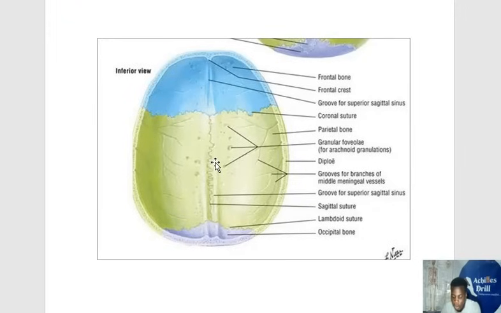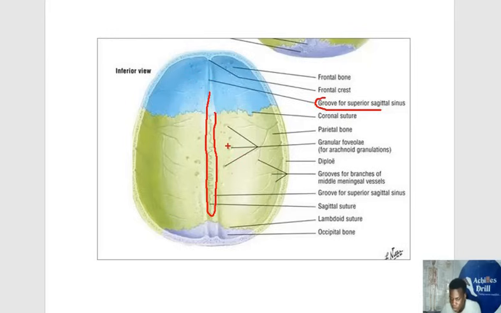For the one in the midline, let me get a red pen. The one in the midline is basically the groove for the superior sagittal sinus. That's that region right here. The name is the groove for the superior sagittal sinus, and if the question is what's related to the part, simply the superior sagittal sinus.